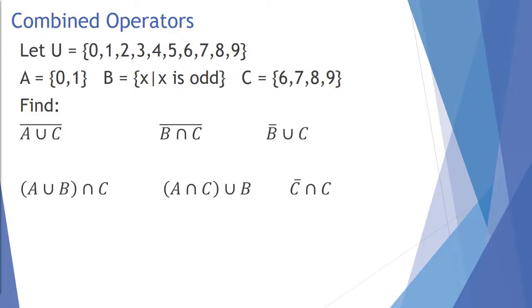For the purposes of these examples, let's let our universe be all the decimal digits 0 through 9. We're going to let A consist of the binary digits 0 and 1. B will consist of all values of x such that x is odd. And C will consist of the subset of the universe 6, 7, 8, and 9. And let's find all 6 of the sets defined here.